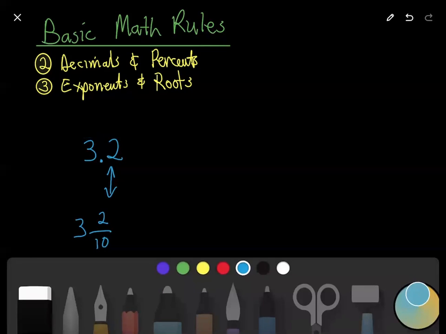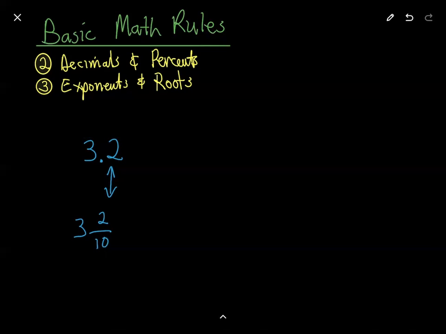Okay, so let me come back over to my pen here. If I increase this then to 3.25, that is also the same thing as 3 25 over 100, because the 5 now is in the 100ths place. It's 10 and then 100. So where the 2 here was in the 10ths place, the 5 is now in the 100ths place. So it's written as 3 25 over 100.